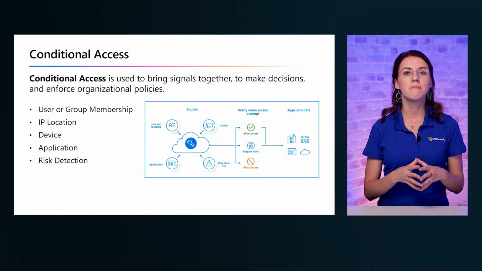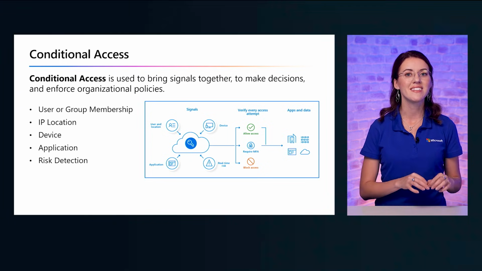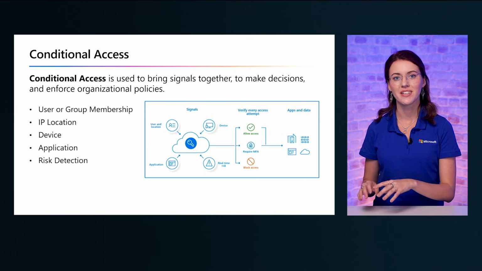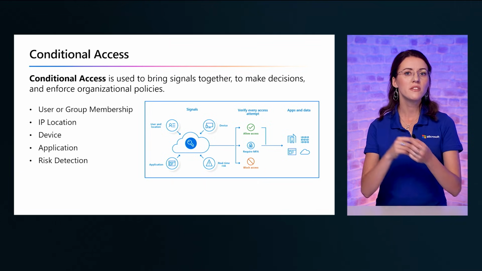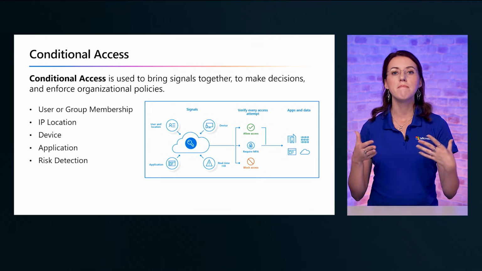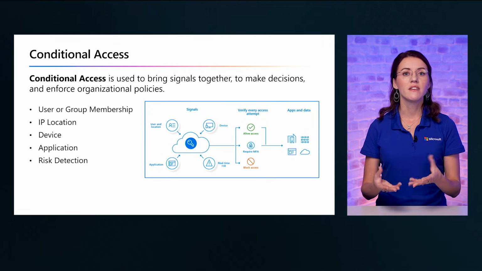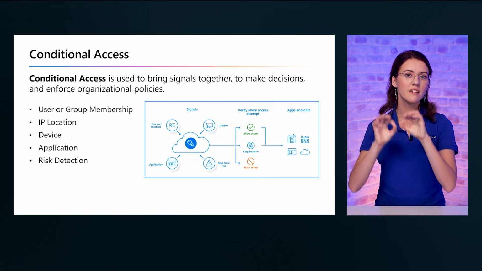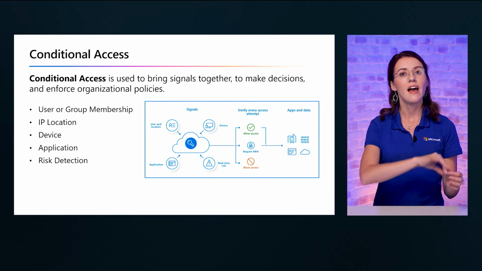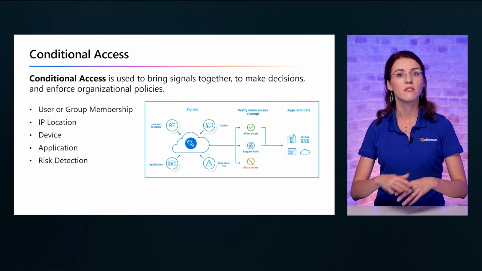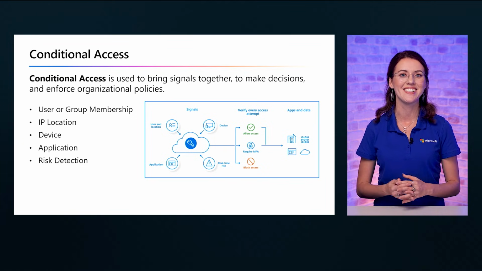For example, users may not need to provide a second factor of authentication if they are in a known location. However, if login signals are unusual or the user is in an unknown location, they may be prompted for a second factor. When signing in, conditional access collects signals from the user, makes decisions based on those signals, and then applies that decision to allow or block access or require multi-factor authentication.